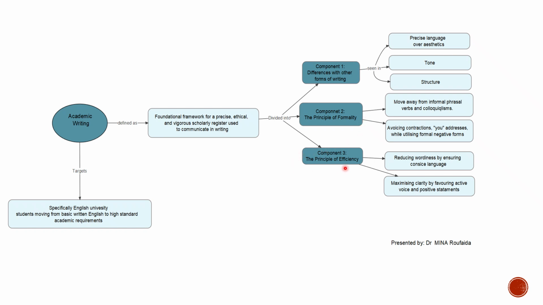The third component would be the principle of efficiency, which essentially is the economy of language. In other textbooks, you could find it defined as economy rather than efficiency.